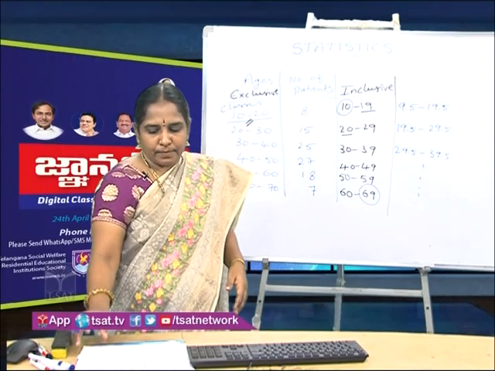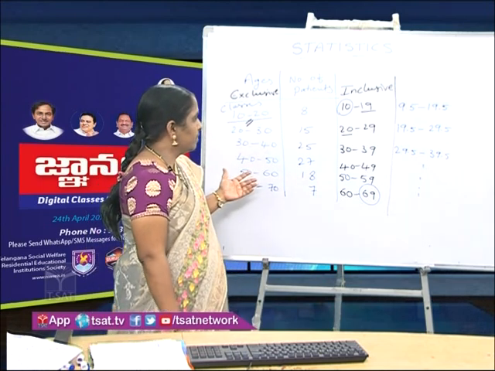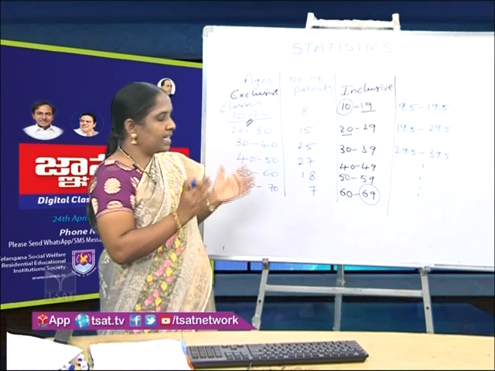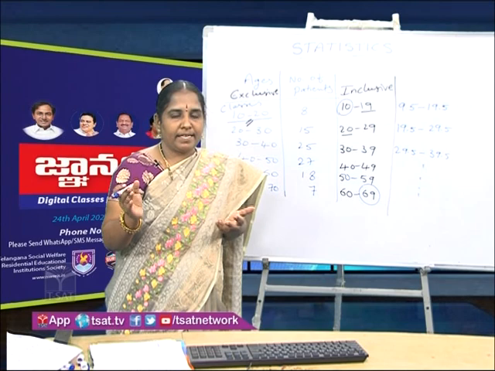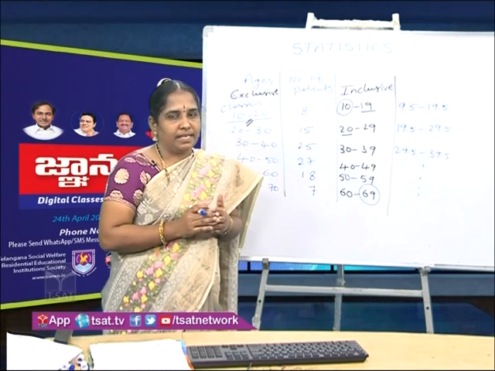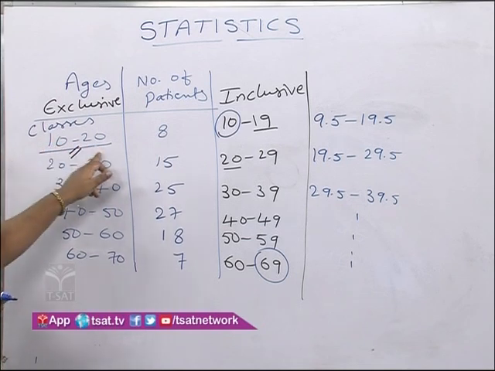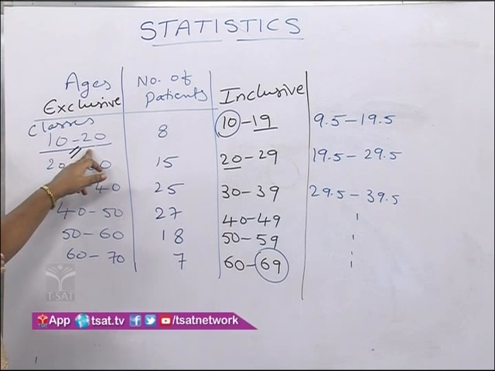And here, as we discussed in the example of the construction of a house, I said after the construction of the building, we couldn't see all the raw material, isn't it? Bricks, cement, nothing was seen. Here also, we can't see the actual observations. 10 to 20 means the observations starting with 10 and less than 20 are here.